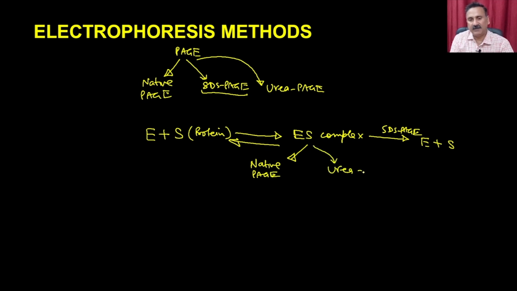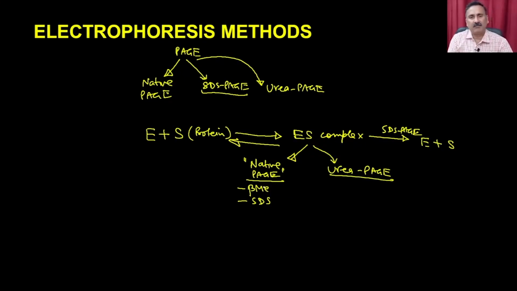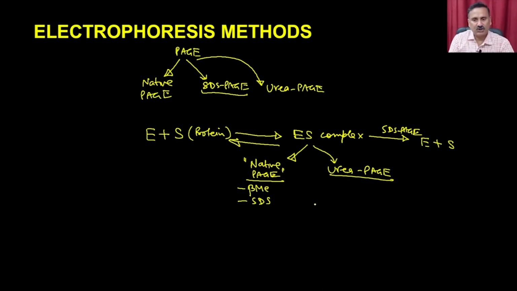So we'll discuss both of these so that you will understand how you can use that. Native PAGE means polyacrylamide gel electrophoresis minus beta mercaptoethanol and minus SDS. If you want to know more about the PAGE and how to run it, and what the different components of the PAGE apparatus are, you can follow some of my lectures from other courses, like the experimental biotechnology course, where I have discussed in detail the native PAGE or the urea PAGE.